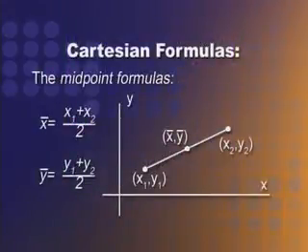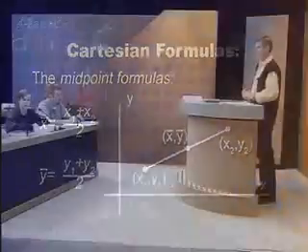You see there's a formula for x bar shown on the left, and it's x1 plus x2 divided by 2. That's the middle number between x1 and x2. We'll do the same thing for the y's, and y bar is y1 plus y2 over 2. So those are the two midpoint formulas. Let's just take an example of how we would work that.